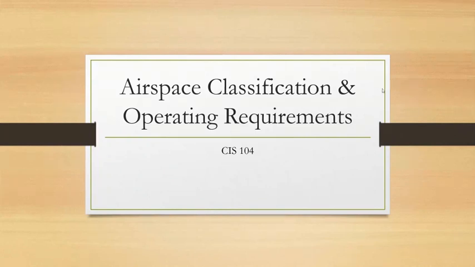Okay, so let's get into our next video on airspace classification and operating requirements, and also going into flight risk restrictions within the national airspace system. Really what we're going to focus on is the different airspace classes and understanding a little bit about reading aeronautical sectional charts, and what the FAA wants remote pilots to know about the various airspace classes within the national airspace system.